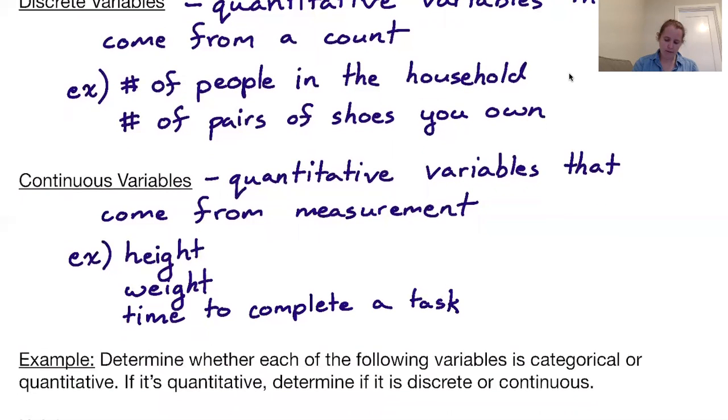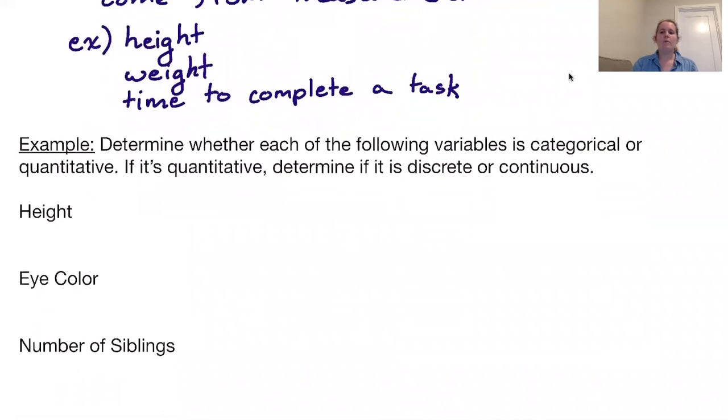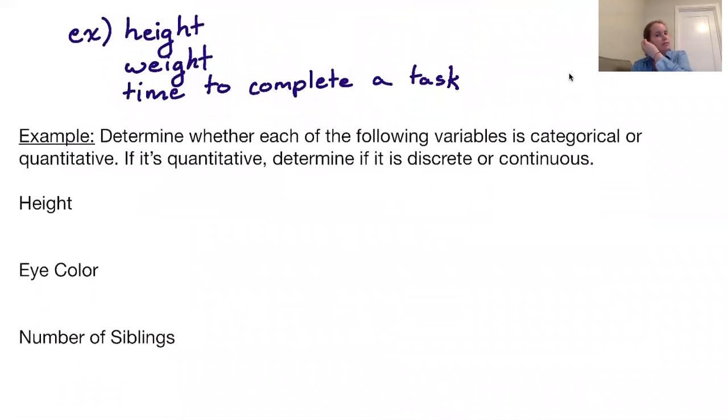So from here, I think I already actually used one of these. Our job is to classify each of the following variables as categorical or quantitative. And then if it's quantitative, we can determine if it is discrete or continuous. So we have height, eye color, and number of siblings. Height and number of siblings both should have number answers. So these are both quantitative.